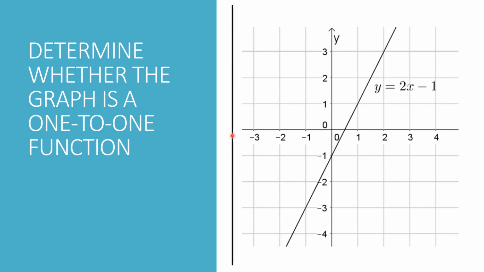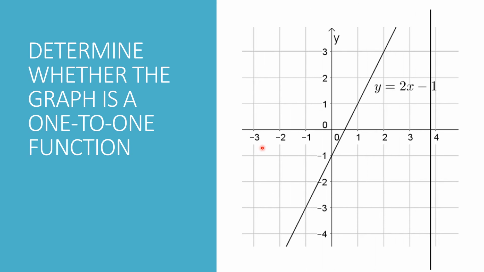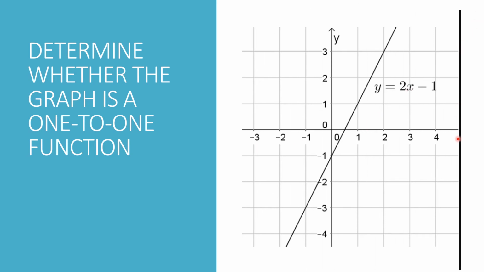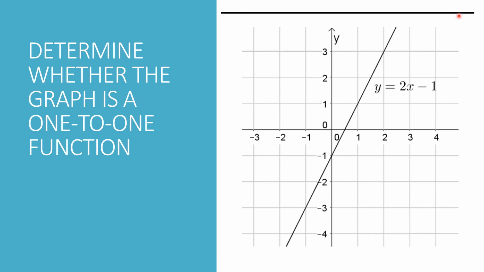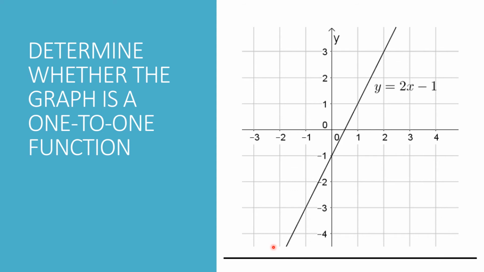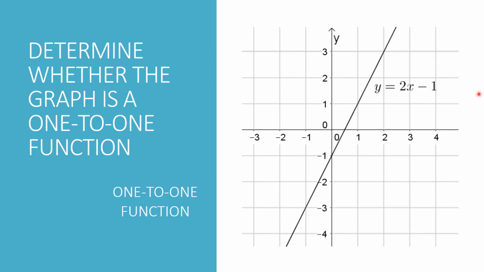So this is the vertical line test. If this line intersects more than one point, therefore the graph is not a function. So let's see. Since it does not touch more than one point dun sa ating graph, it's a function. How about the horizontal line test? So this is your horizontal line test. Let us try if it touches more than one point here in our graph. So again, it doesn't touch more than one point. So therefore, the function y equals 2x minus 1 is a one-to-one function.